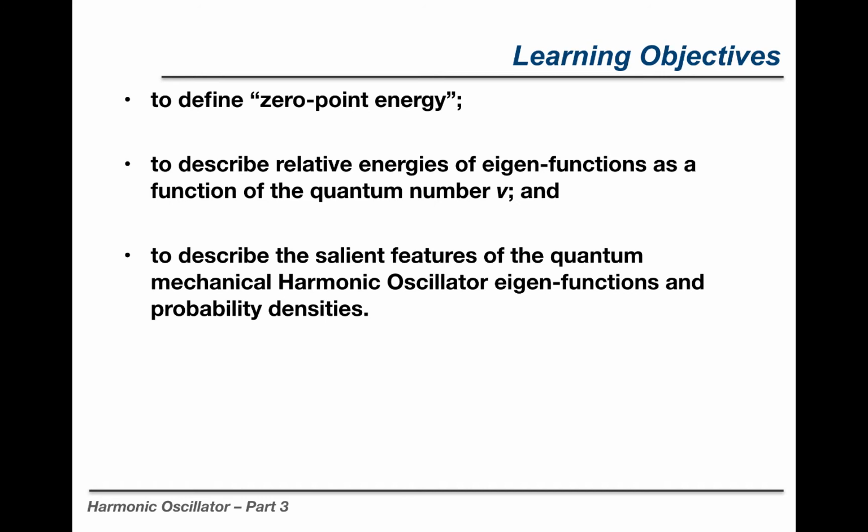The learning objectives of the video and of this discussion here are threefold. First, to define what we mean by zero-point energy. Second, to be able to describe the relative energies of eigenfunctions given by different harmonic oscillator quantum numbers v. And then lastly, to describe the key characteristics and properties of quantum mechanical harmonic oscillator eigenfunctions and their associated probability densities.